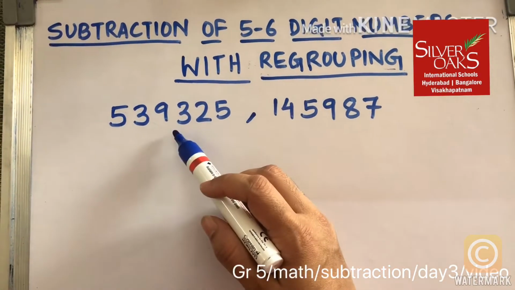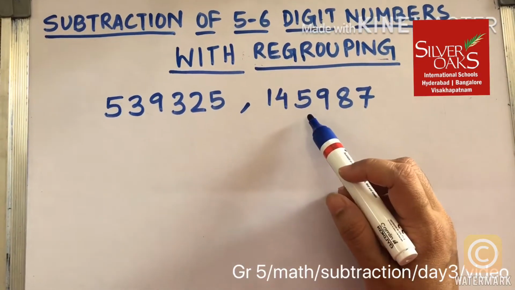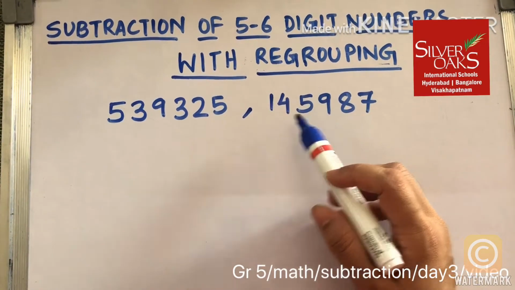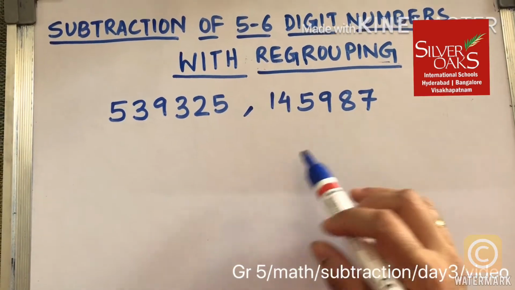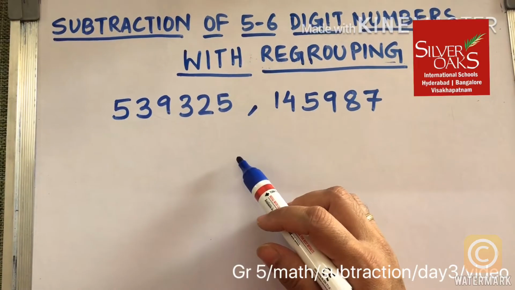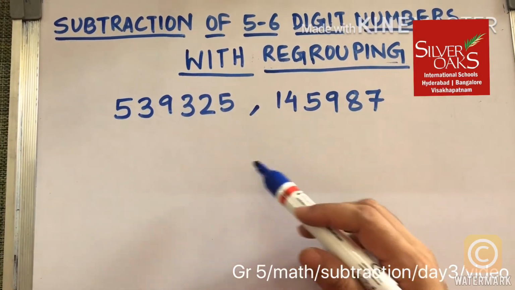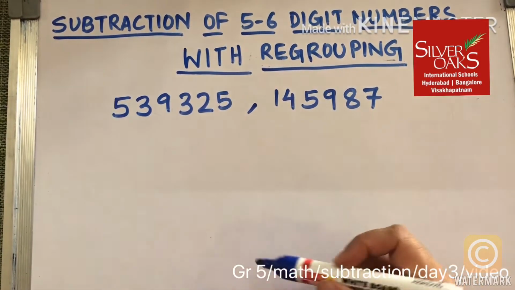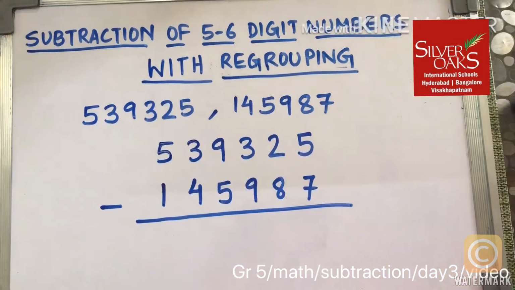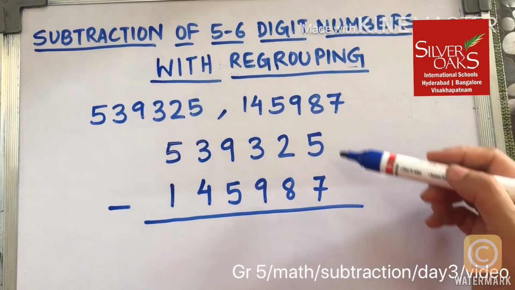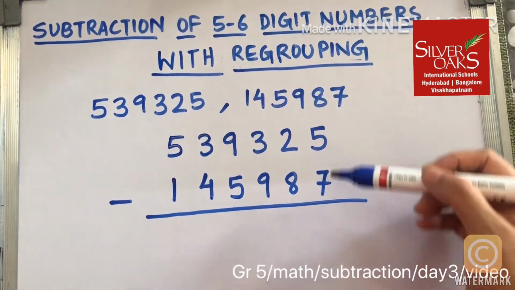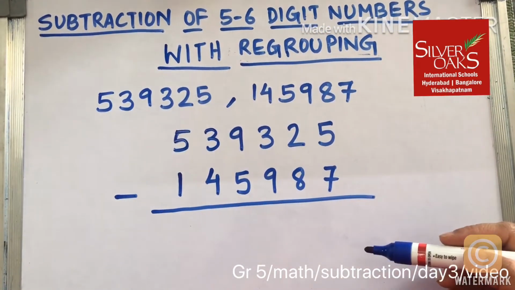So this number is the larger one and this is the smaller one. So we have identified as per rule 1. Now as per rule 2, we will arrange these numbers using places, writing the larger number first and the smaller number just below it. I have arranged the two numbers, larger one above, smaller one below.